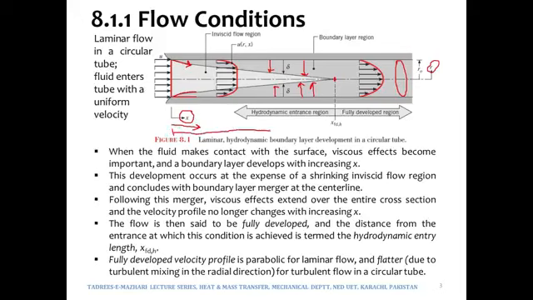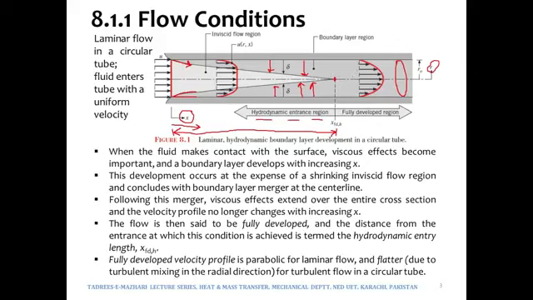So this particular region in which the boundary layer growth is taking place, the boundary layer is being formed, its thickness is being increased, this particular length is called hydrodynamic entry length, and this region is called hydrodynamic entrance region. What happens after this point?